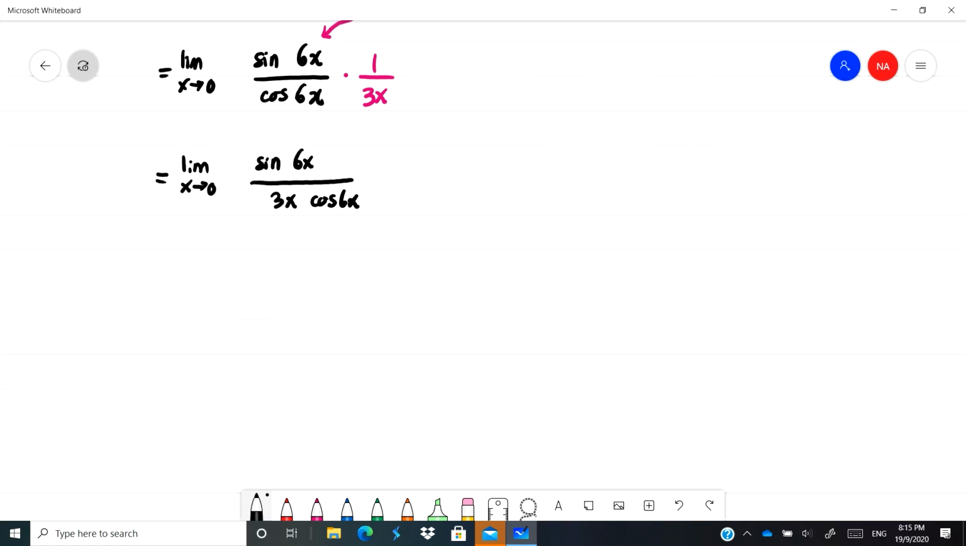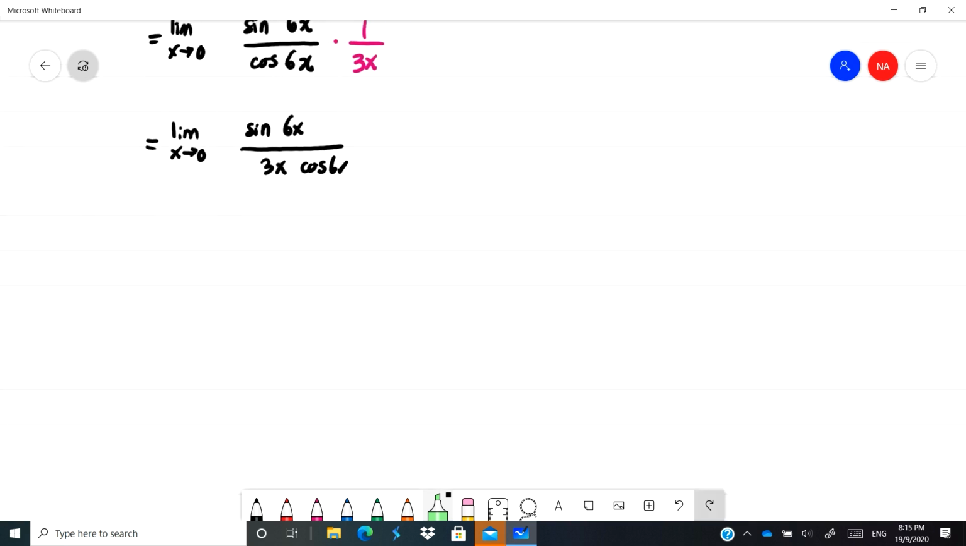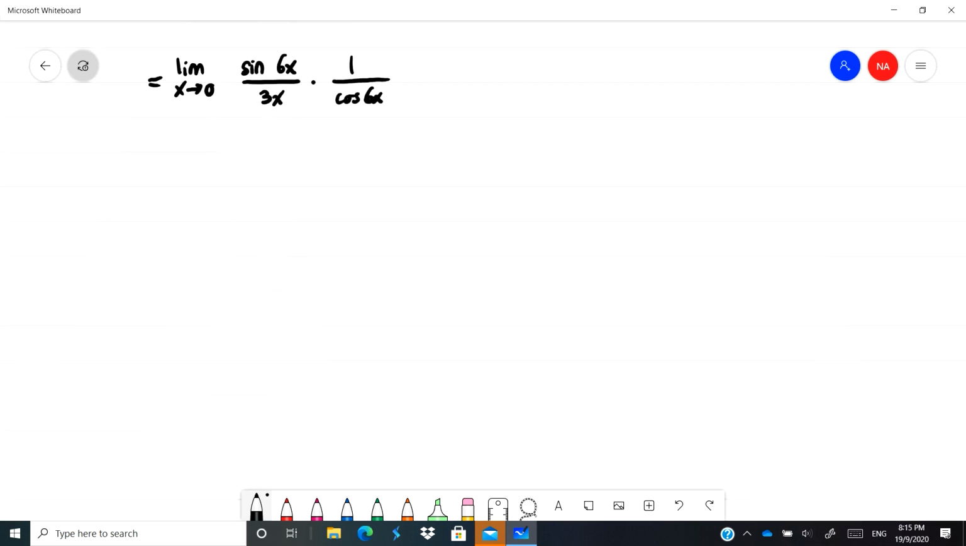Maybe some of you will be questioning this, but please take note, if you want to utilize the squeezing theorem, we want something like sine x over x. So we want this green part only, so we have to put that cos 6x apart. So what we need to do is write it like this: limit as x approaching 0 of sine 6x over 3x multiplied by 1 over cos 6x.